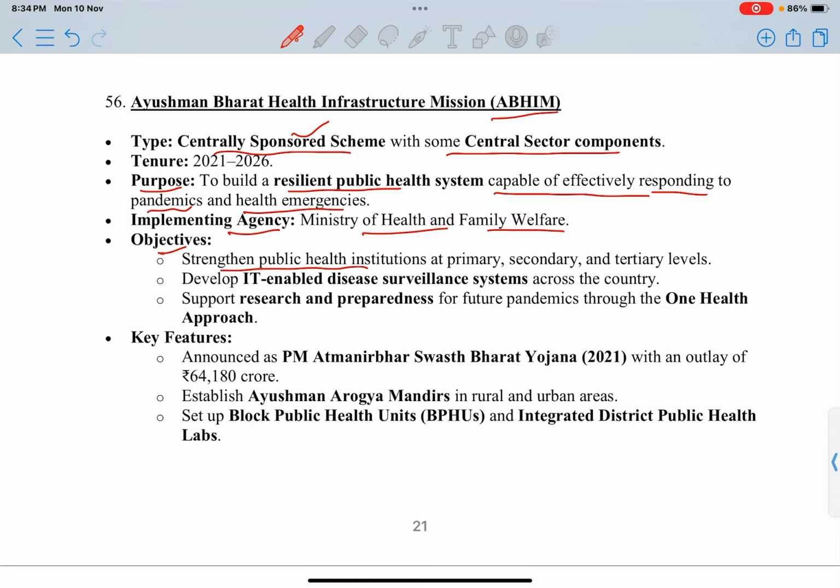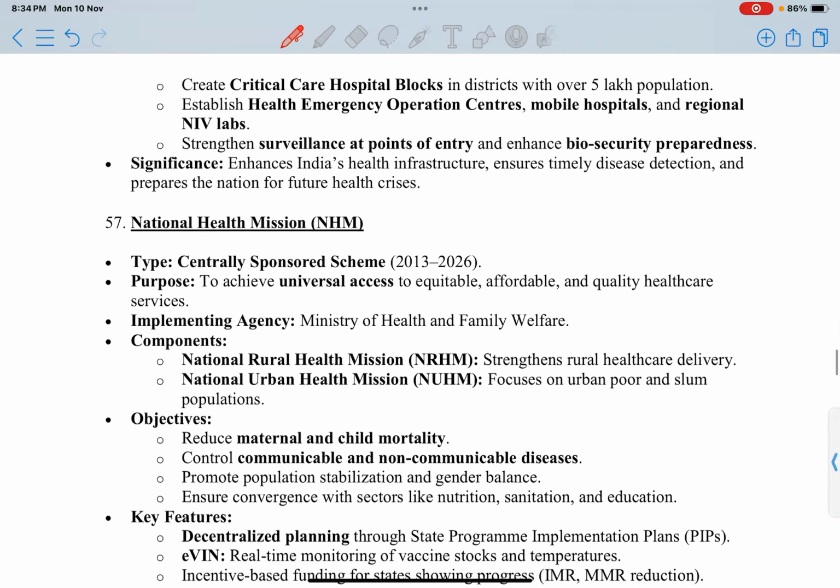Objective: strengthen public health institutions at primary, secondary, and tertiary levels, and develop an IT-enabled disease surveillance system across the country. There are some features, you read them on your own. Features means basically some data and facts. You can remember them and use them in essays or any mains-related examinations.